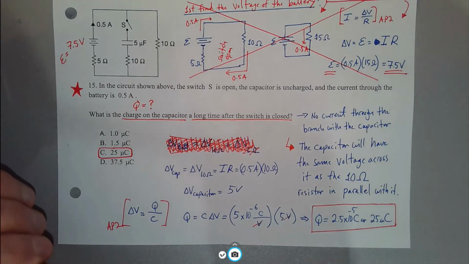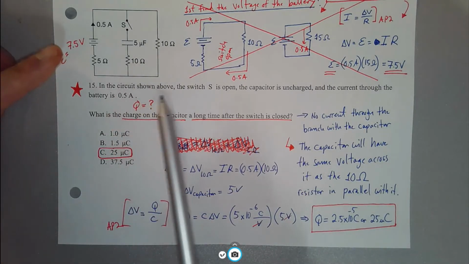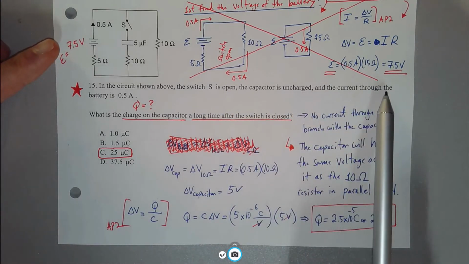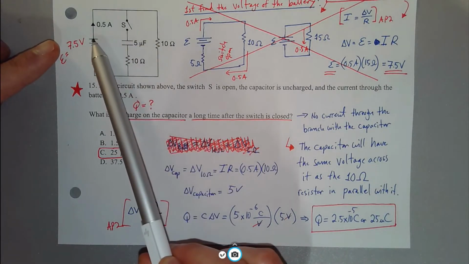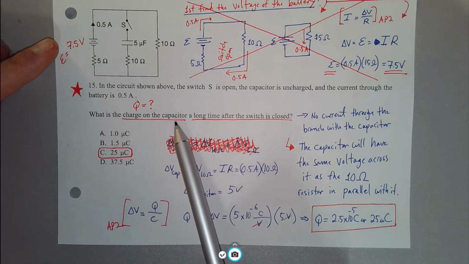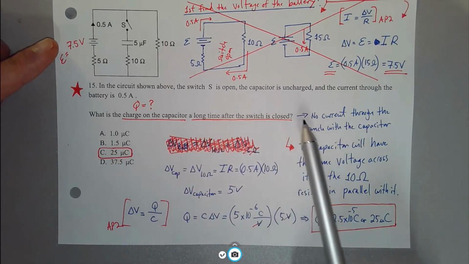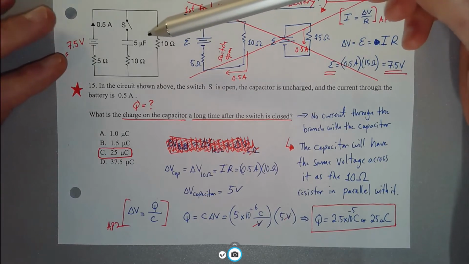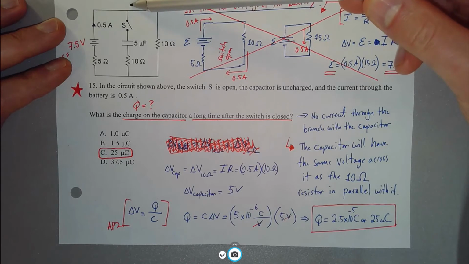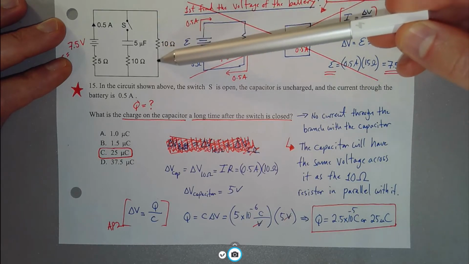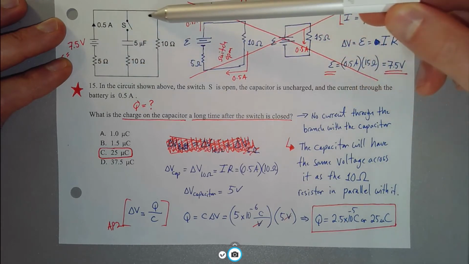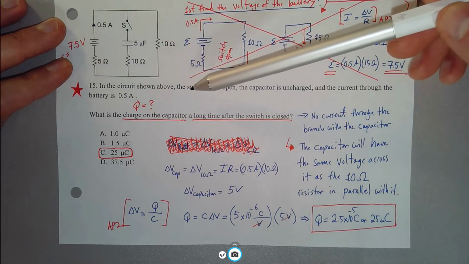Okay, question 15 says, in the circuit shown above, the switch S is open, the capacitor is uncharged, and the current through the battery is 1/2 of an amp, or 0.5 amps. Question is, what is the charge in the capacitor a long time after the switch is closed? So while the switch is open, there's just current flowing out of the battery. It can't go through this branch because the switch is open, so it's going to flow through the 10 ohm resistor, flow through the 5 ohm resistor back to the battery. So we essentially get a simple series circuit, a 10 ohm and a 5 ohm in series.